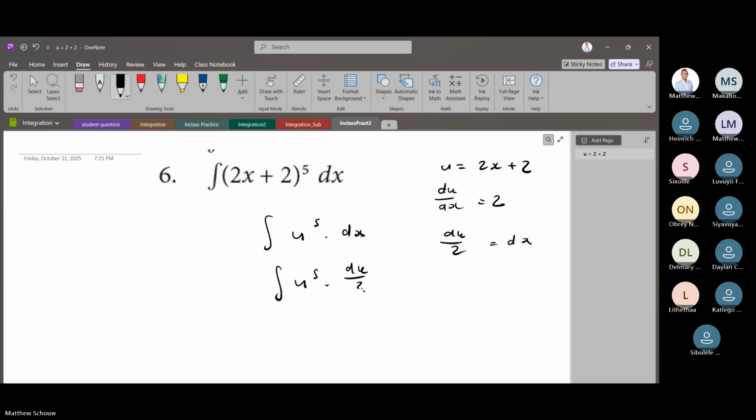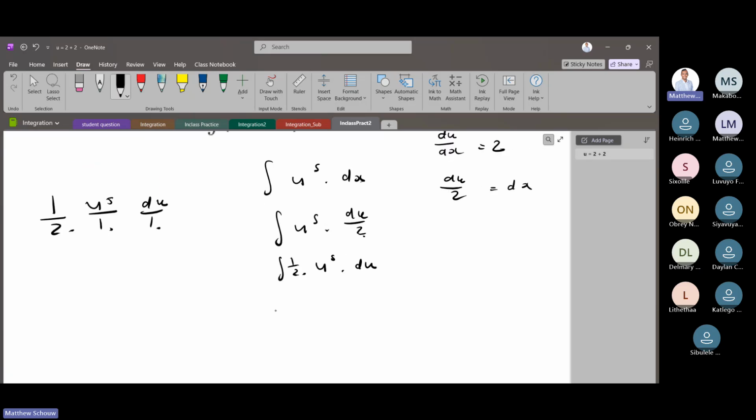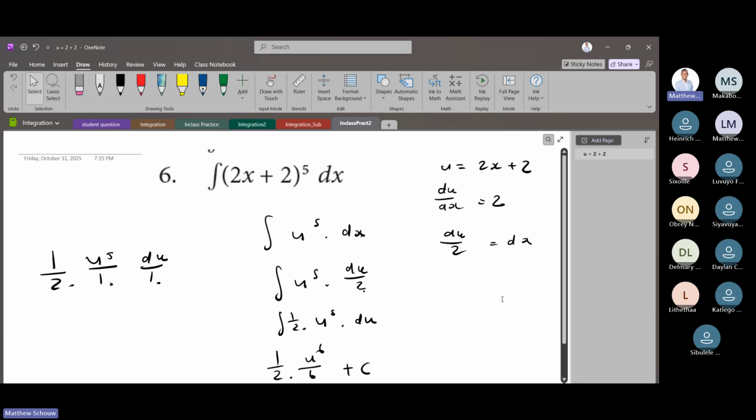Like I said, we can just simply take out the half, u to the power 5, and then we have du. For those who feel uncomfortable with this, what this looks like is u to the power 5 over 1 times du over 1. That's what I'm doing. We keep the half and integrate u to the power 5, plus c. That'll be 1 over 12, u to the power 6 plus c. But we know that u is equal to, what is it again? 2x plus 2.